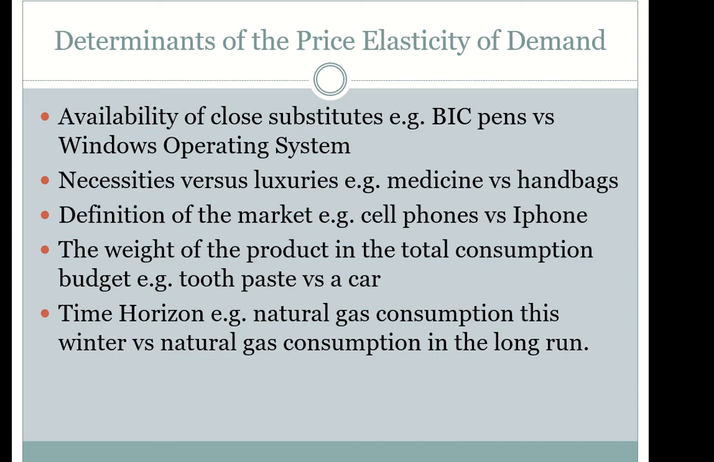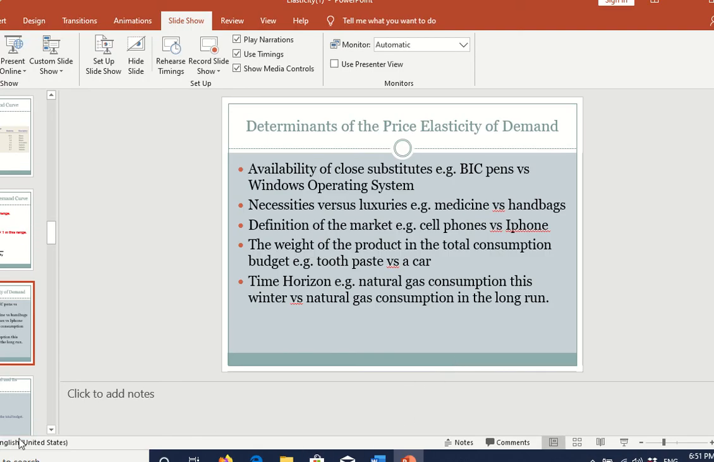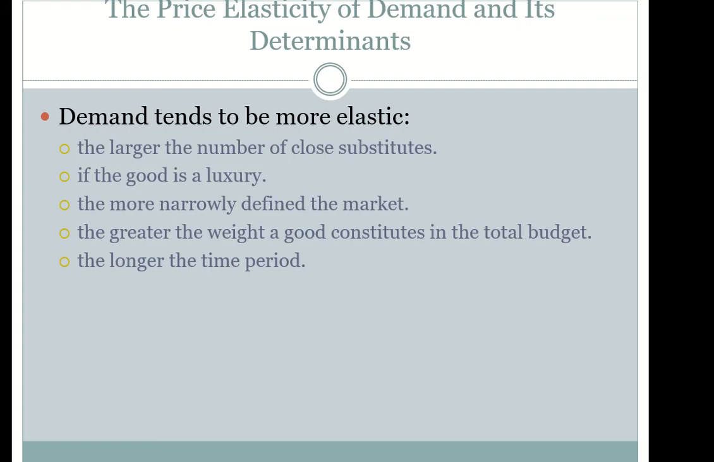Okay. So here, let's summarize a little bit what we have just seen. Demand tends to be more elastic the larger the number of close substitutes. Demand tends to be more elastic if the good is a luxury. Demand tends to be more elastic the more narrowly defined the market, iPhone versus cell phone. Demand tends to be more elastic the greater the weight a good constitutes in the total budget. Demand tends to be more elastic the longer the time period.